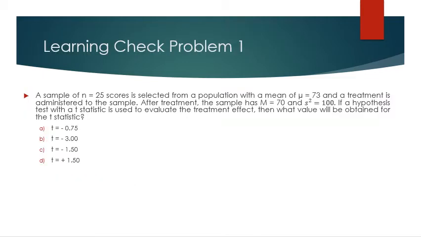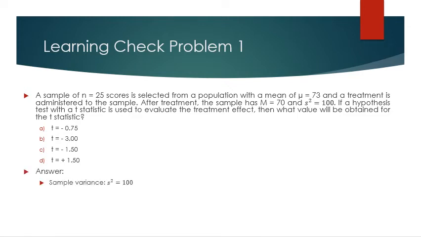All right, learning check problem 1. A sample of n equals 25 scores is selected from a population with a mean of 73, and a treatment is administered to the sample. After treatment, the sample has a mean of 70 and an s squared equal to 100. If a hypothesis test with a t statistic is used to evaluate the treatment effect, then what value will be obtained for the t statistic? Well, let's solve the problem.